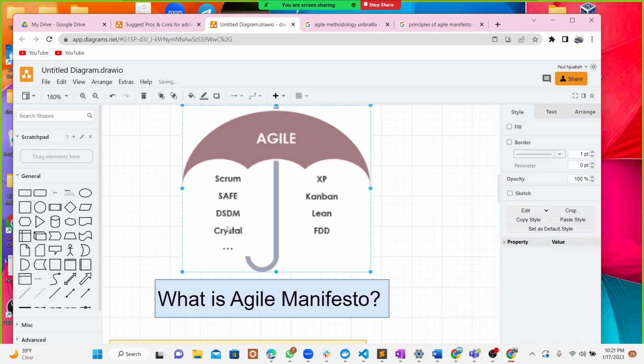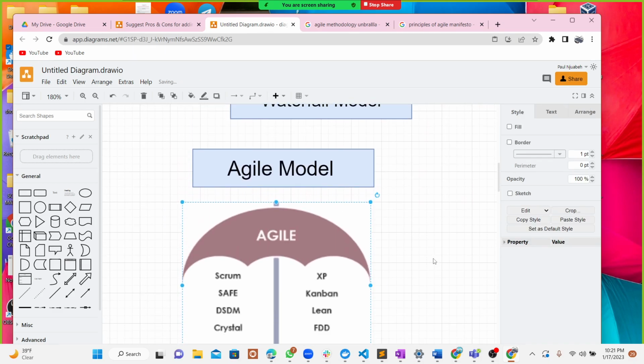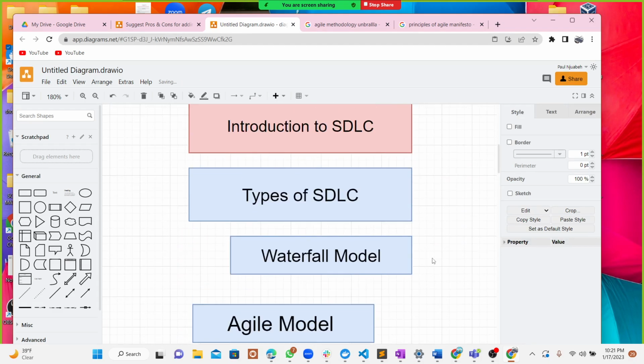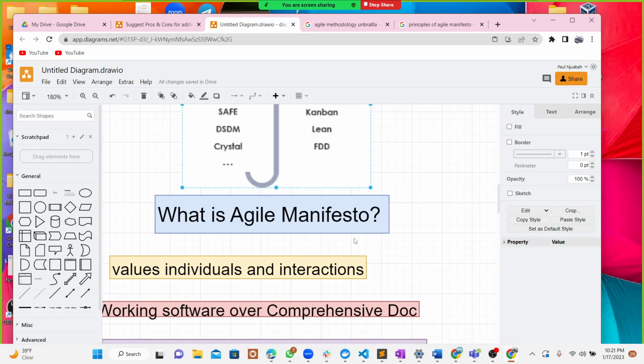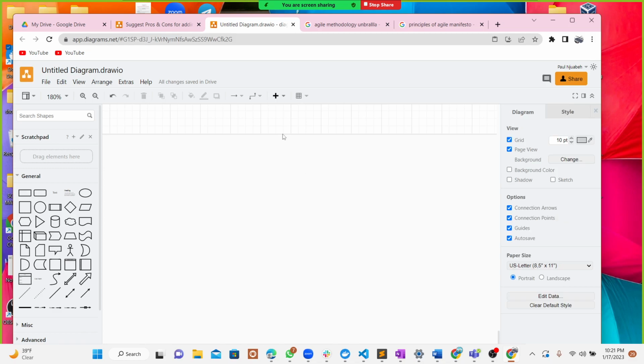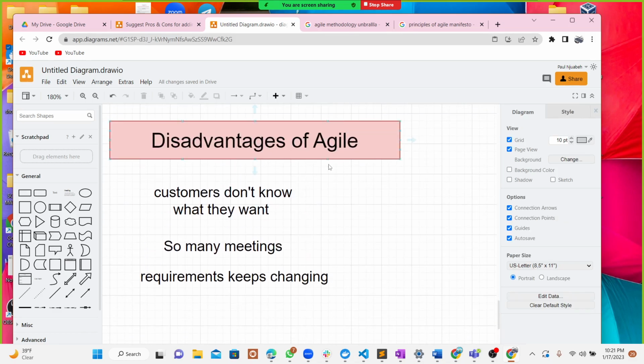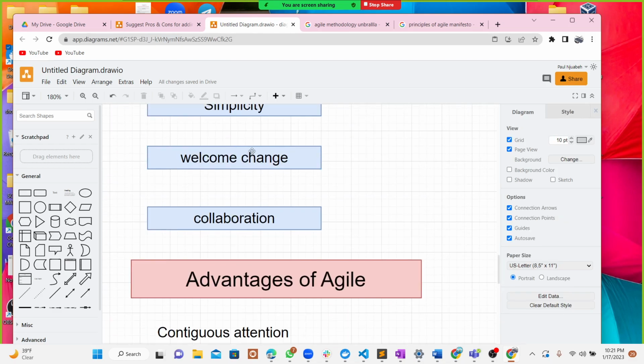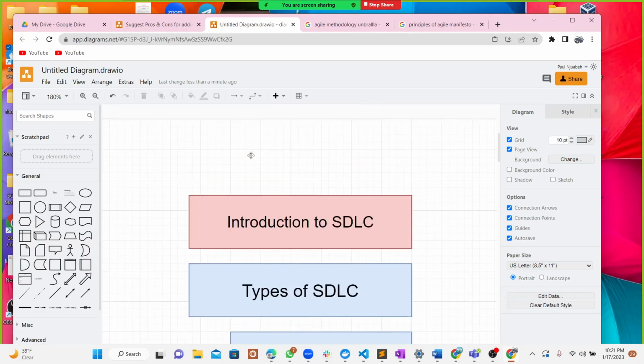Where did I do that? Let me see this. Do we have that below here? No. Okay, I think I've pasted it twice.